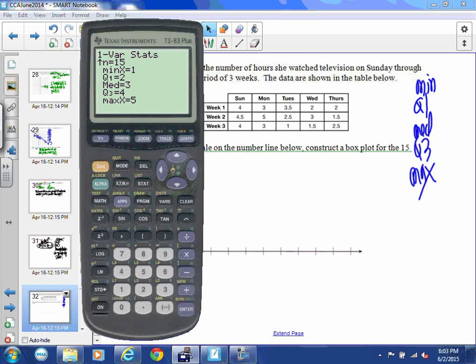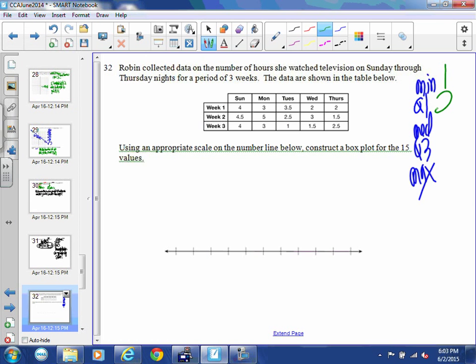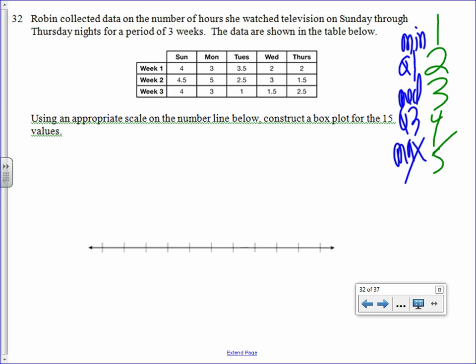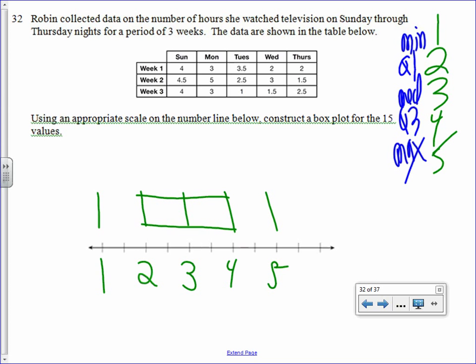And, ooh, that's nice. 1, 2, 3, 4, and 5. Make a scale. Let's start this at 1. Because I have to go to 5, I'm going to make every other box worth 1. I'm going to make a dash at 1, 2, 3, 4, and 5. My box connects my quartiles. My whiskers connect that. If it says to do a box plot, do a box plot. If it says to do a dot plot, do a dot plot. Don't do the wrong one.